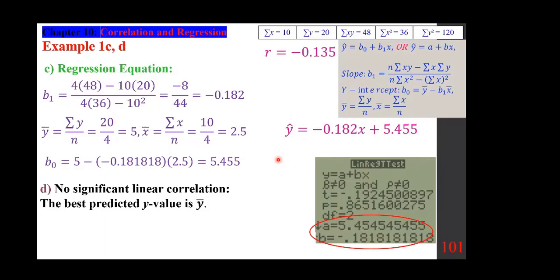The other thing I want to add is this last part. There is no significant linear correlation. We showed there was no correlation. Because of that, the best predicted value is always y bar. Otherwise, you plug in the value of x. By the way, if you pay attention to this value, p, it's way larger than alpha of 0.05. So fail to reject H0. That part is also given.